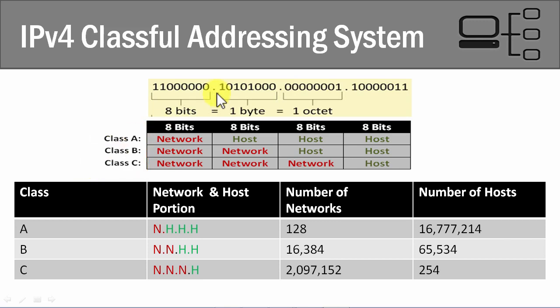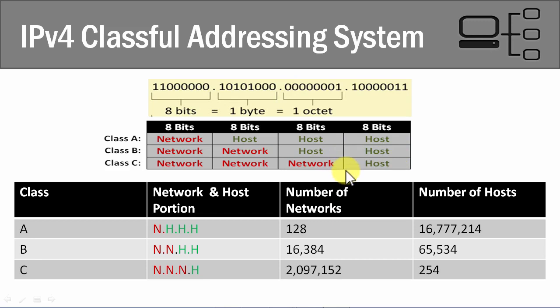What you'll notice is that for class A, only the first octet is assigned to giving out different IP addresses for different networks, and the remaining 3 octets are assigned to hosts. For class B, the first 2 are reserved for assigning networks, and the last 2 are designed for assigning to hosts. And then for class C, the first 3 are designed to assign to networks, and the last one is designed for hosts.